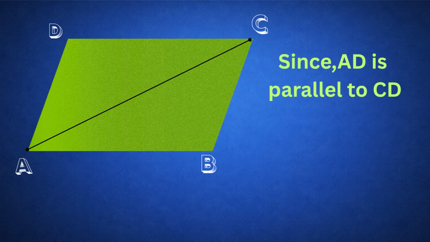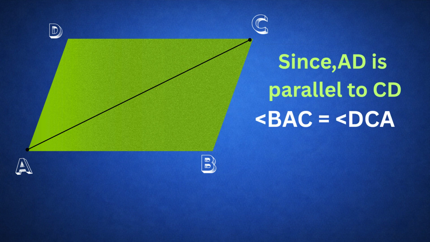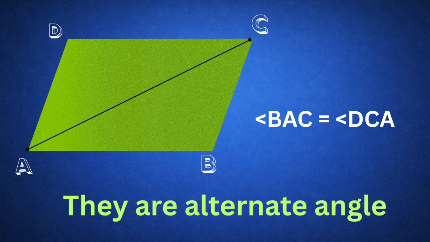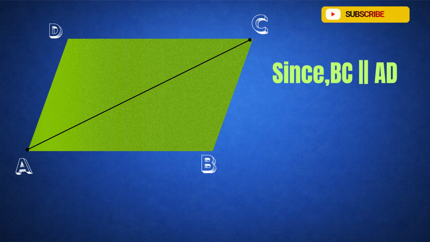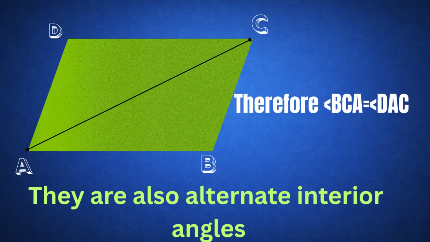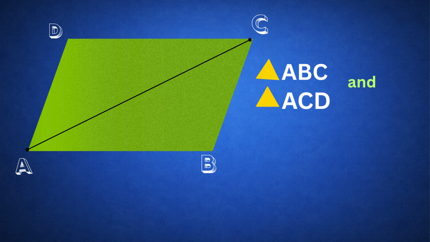Since AB is parallel to CD, therefore angle BAC equals angle DCA, and they are alternate angles. Since BC is parallel to AD, therefore angle BCA equals angle DAC, and they are also alternate interior angles. Now we consider triangle ABC and triangle ACD.